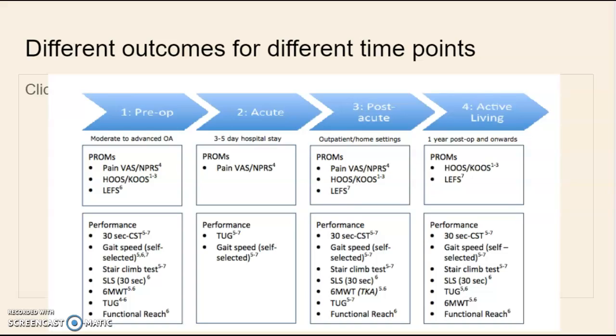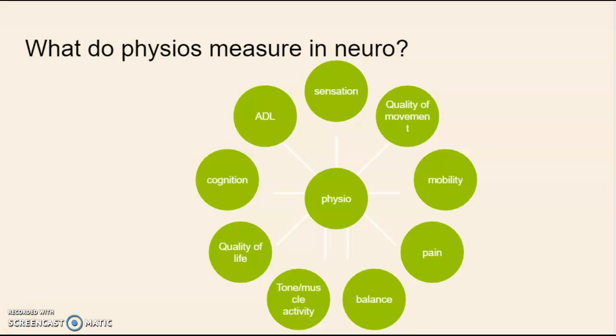Thinking about somebody 3 to 5 day hospital stay, you might be looking at timed up and go or the VAS. Somebody in an outpatient or home setting, thinking about the equipment you have available to you or equipment you don't have available to you, what can you use within the outpatient or home setting? And then thinking about 1 year post-op and onwards, again having a look at when these would be appropriate. So it might be worth here just having a look up some of these outcome measures, just so you have some in your toolbox ready to use clinically.